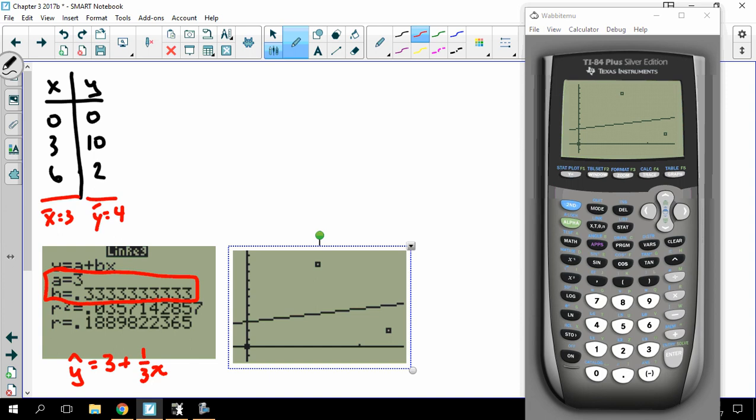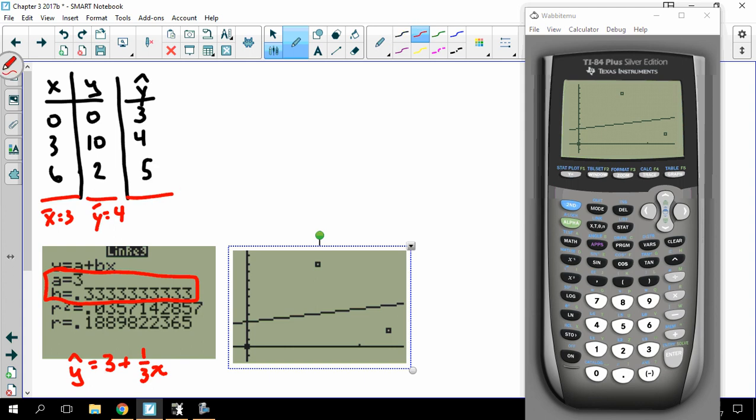So now I want to ignore these values here in y for just a second, and I want to come up with y hat. In other words, if I take 0 and I stick it in that equation, what does the equation predict for y? 1/3 of 0 plus 3, it predicts 3. If I stick a 3 into the equation, what does the equation predict? 1/3 of 3 is 1 plus 3, that's 4. And if I stick a 6 in there, it's going to give me a 5.